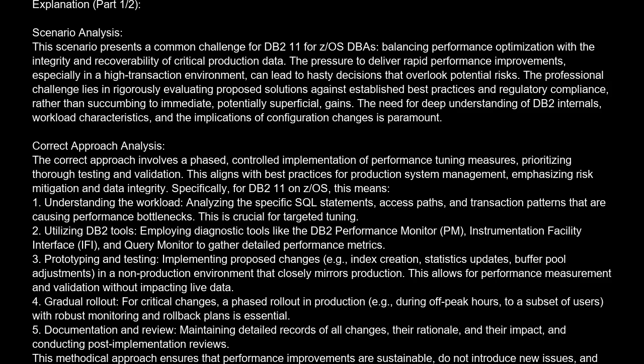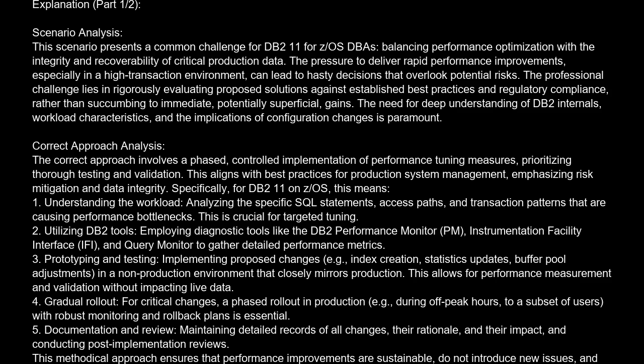Understanding the workload, analyzing the specific SQL statements, access paths, and transaction patterns that are causing performance bottlenecks. This is crucial for targeted tuning. 2. Utilizing DB2 tools, employing diagnostic tools like the DB2 Performance Monitor (PM), Instrumentation Facility Interface (IFI), and Query Monitor to gather detailed performance metrics.